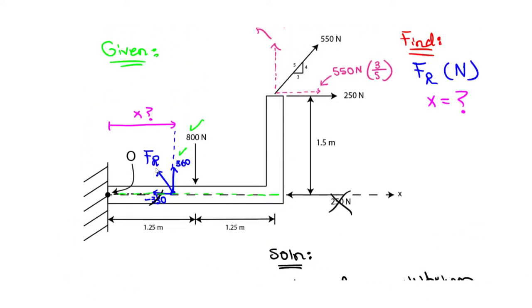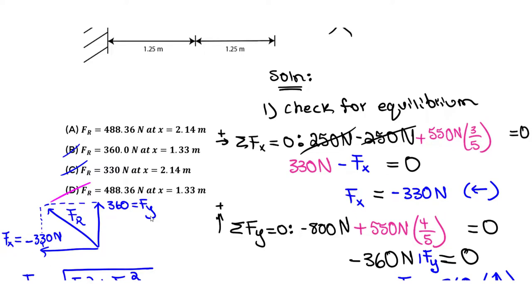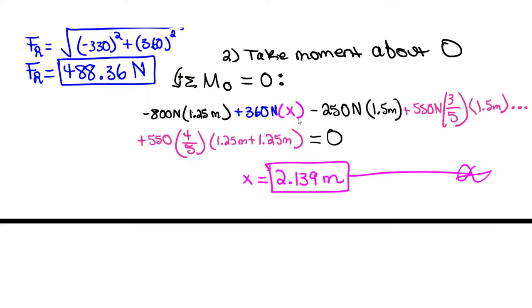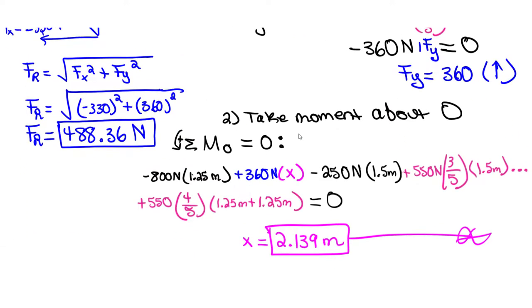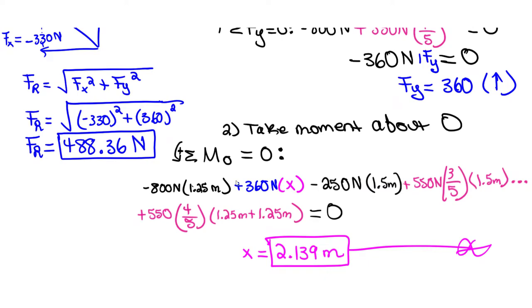So this is the location where we must place that resulting force to keep the system at equilibrium. So this x is going to be about 2.139 or 2.14 meters. So that's the location we must place this force to keep the system at equilibrium. So for the answer, you would take this out, this is the resultant, and it should be A for this one. So this is how I would do it on the FE. Make sure you redo this, be quick with it, and be repetitive. Make sure you're understanding how to redo this on your own as well.